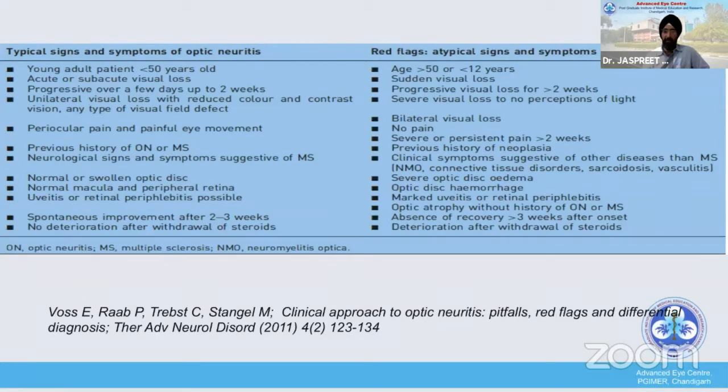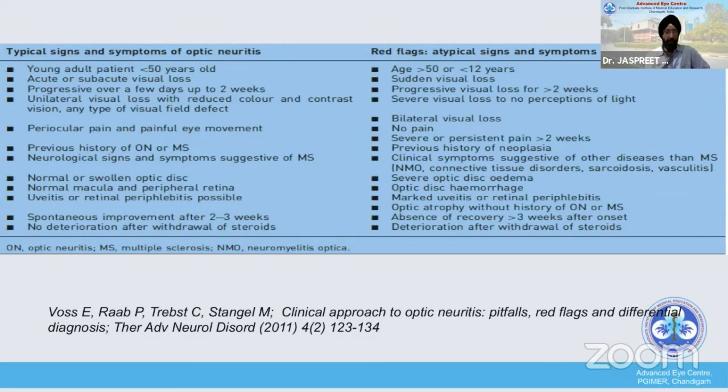NMOs presenting later could have just optic atrophy, and then you would be unable to regain the vision. In a typical variety, vision would usually recover in 2 to 3 weeks, but here, if you have aquaporin 4 positivity, there are chances that you may not have a recovery.